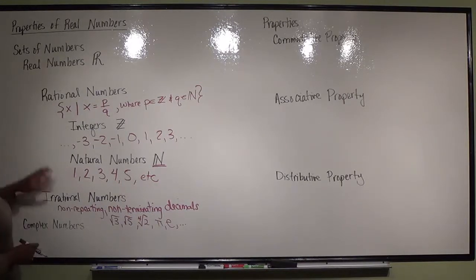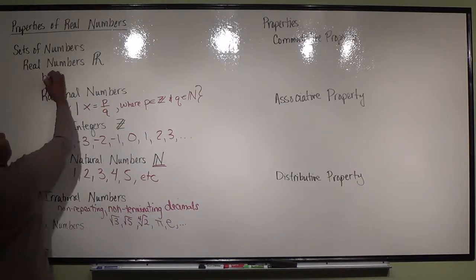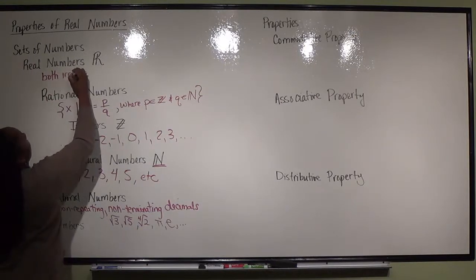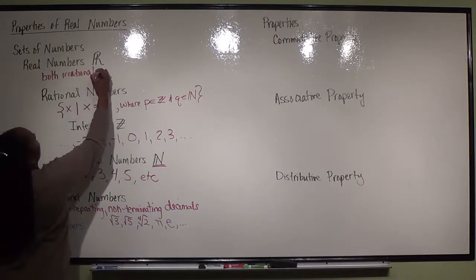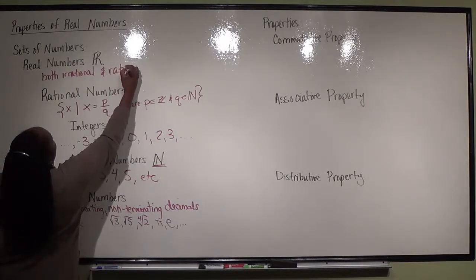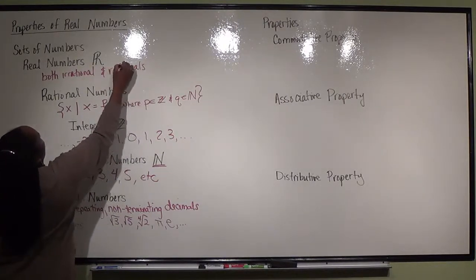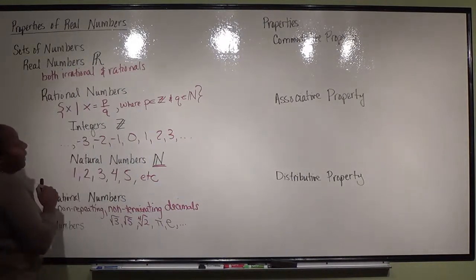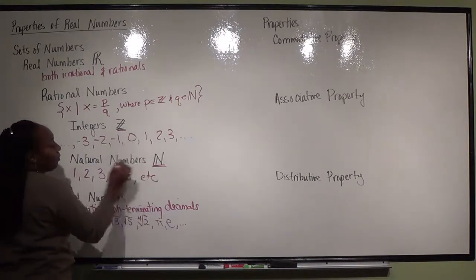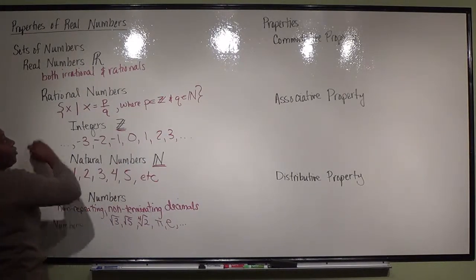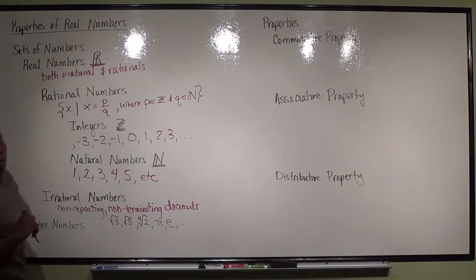Okay? These two bigger sets, the rationals and irrationals, make up all of our real numbers. And again, just like our bold notation for naturals and integers, we use this bold R for our real numbers.